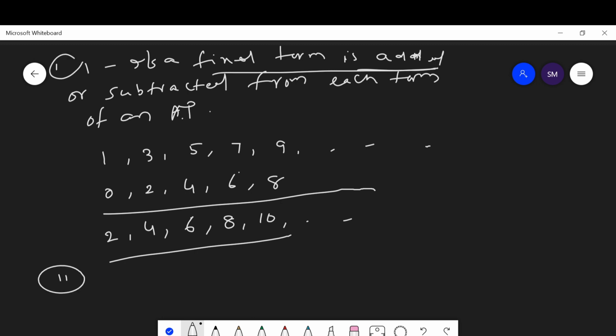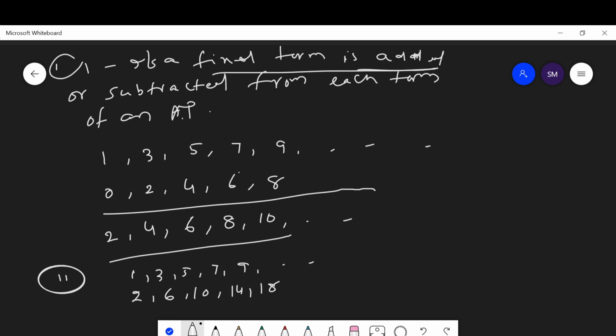Then the second important property of AP says that if each term of an AP is multiplied or divided by a fixed term, then the resulting series is also an AP. Look here. Suppose 1, 3, 5, 7, 9 are in AP. If we multiply each number by 2, the terms become 2, 6, 10, 14, 18. This is also an AP whose common difference is 4.